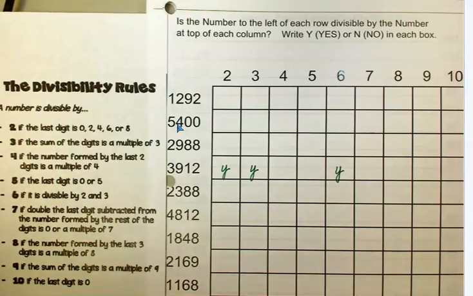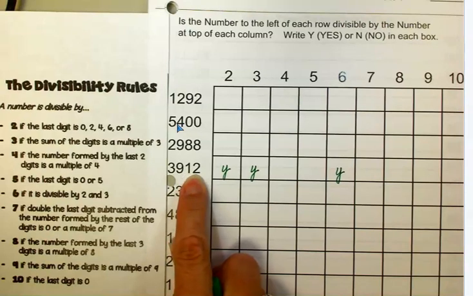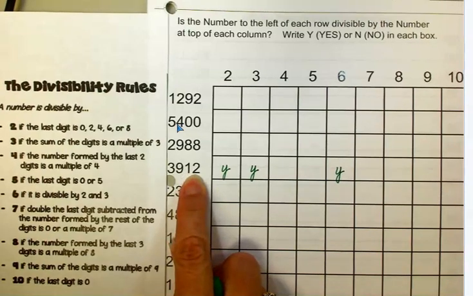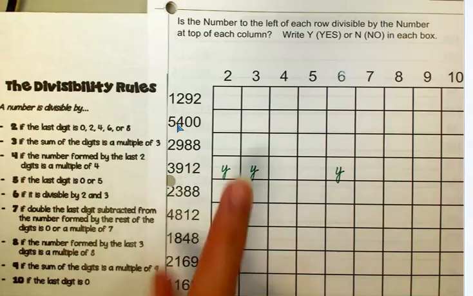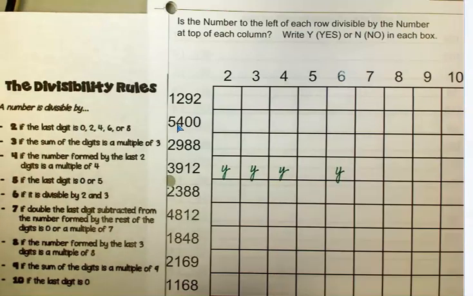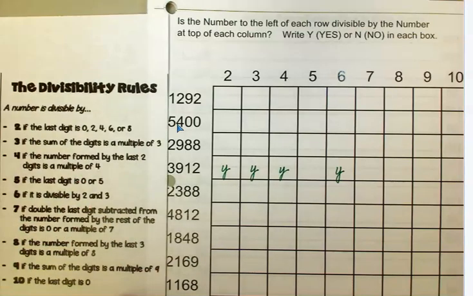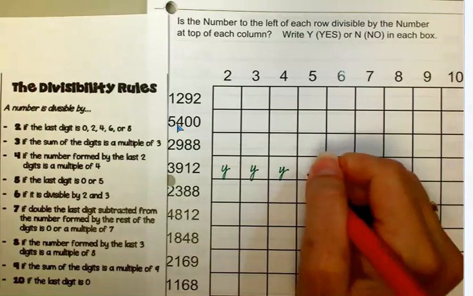All right, so let's do 4. If the number formed by the last 2 digits, 12, is a multiple of 4, and it is because 4 times 3 is 12. So yes, it's divisible by 4. Does it end in a 0 or a 5? No, so it is not divisible by 5.